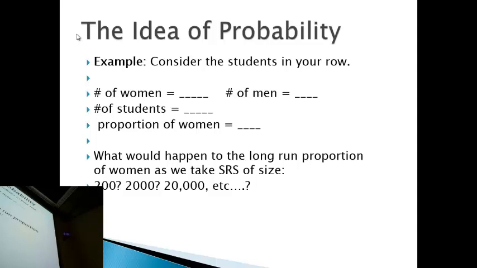What I want you to do is jot down the number of women in your row and the number of men in your row. Okay? It could be a very quick answer for some of you because no one's here. Midterm was yesterday. And then the proportion of women in that group.